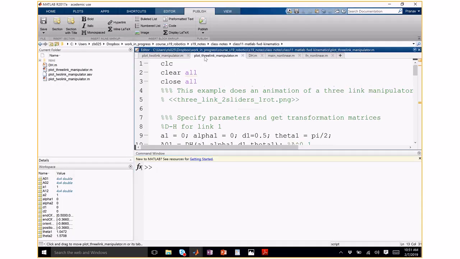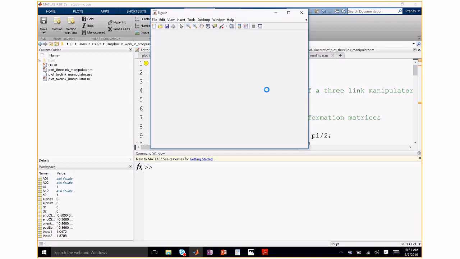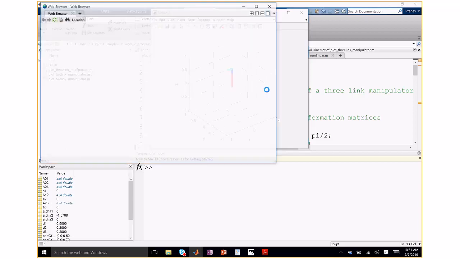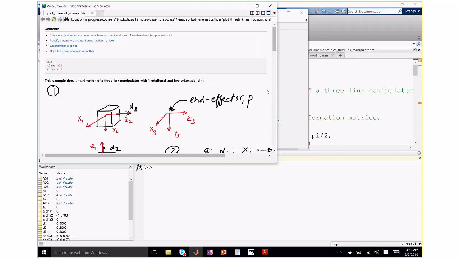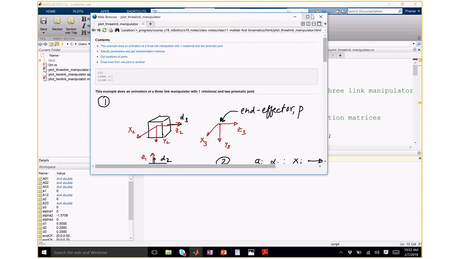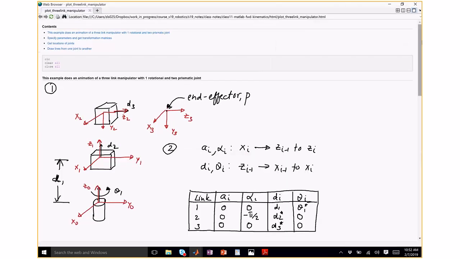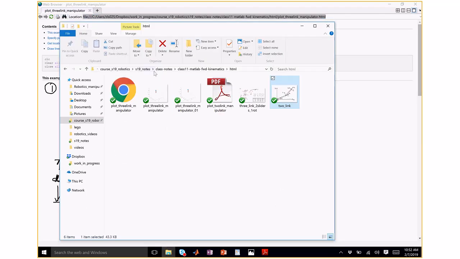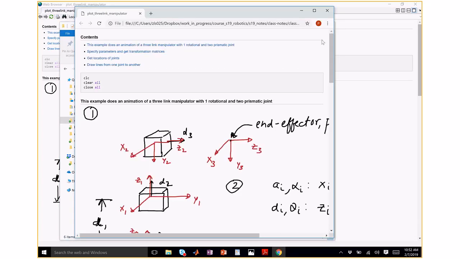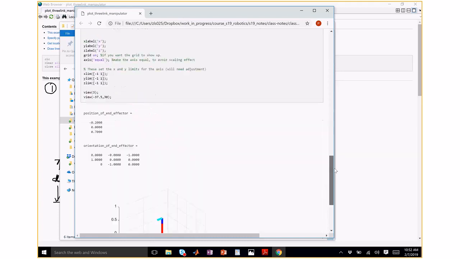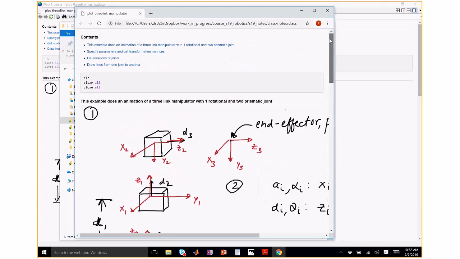Let's do plot 3-link manipulator. Let's publish it. So I executed it, and then it generates a PDF. So this is, oh, okay, I forgot to make this a PDF. I said HTML. So this is an HTML. See this HTML. So if you go to the folder, it actually created an HTML file. So if you want to publish this as a web page, yeah, it looks much neater than PDF.